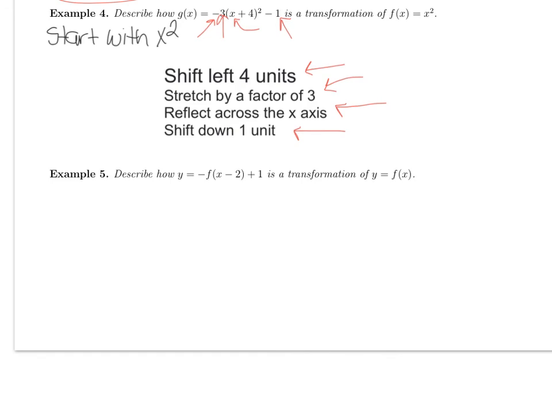Now pause the video and try example 5. Notice that I didn't give you a defined function. We're just using f and f of x to denote this function. So pause the video and see if you can do the same thing. Just describe how negative f of x minus 2 plus 1 is a transformation of y equals f of x.